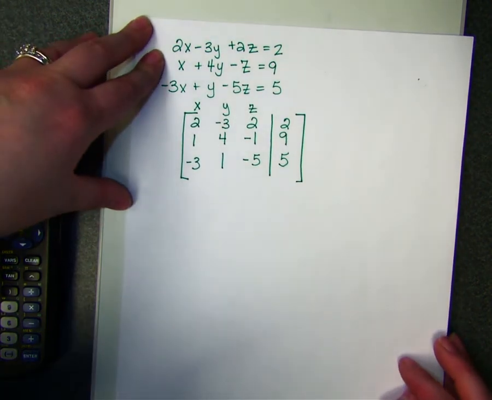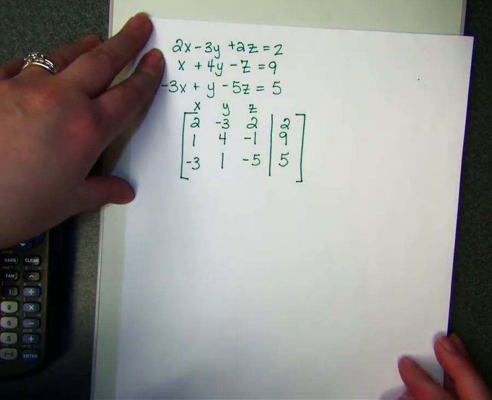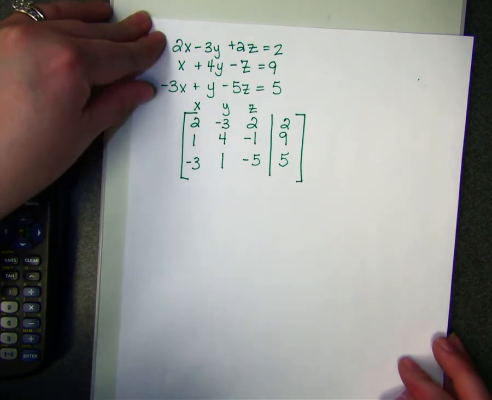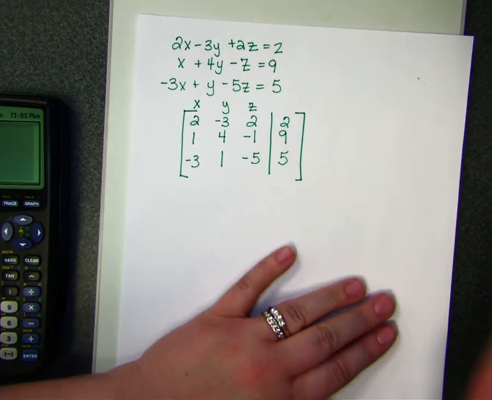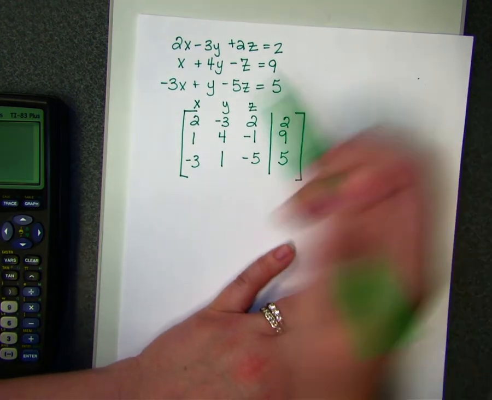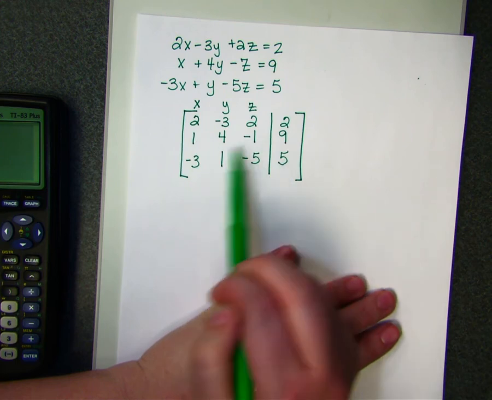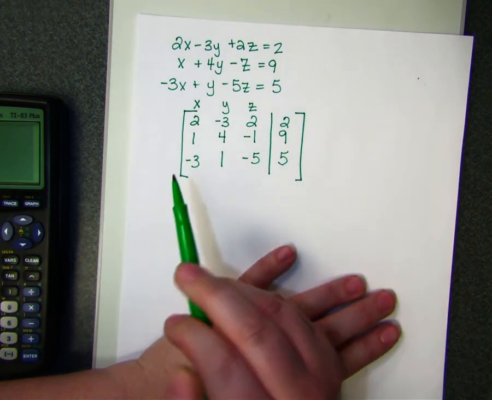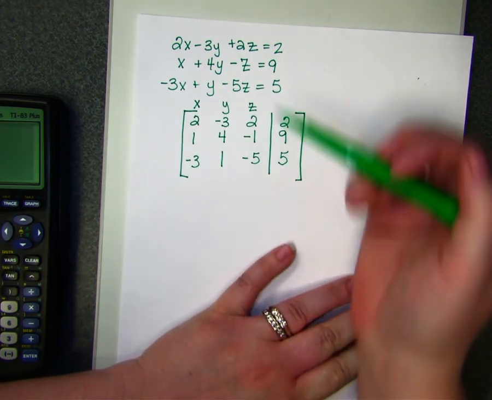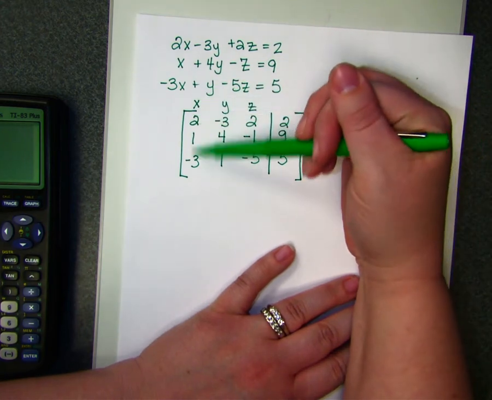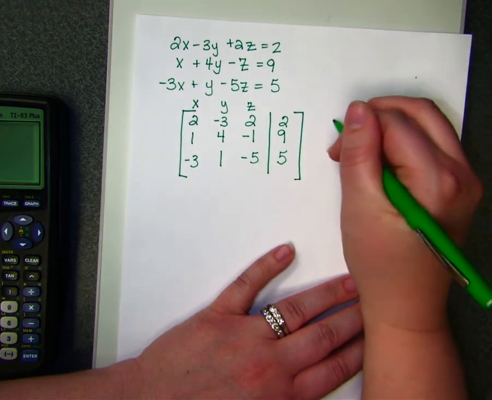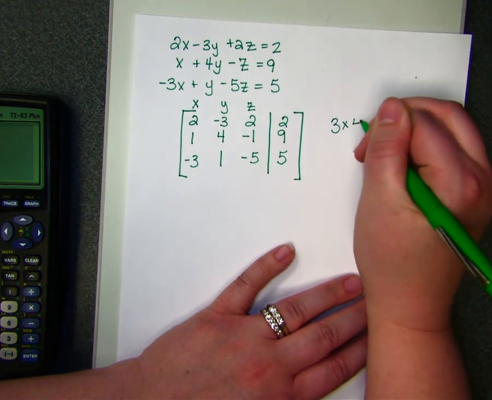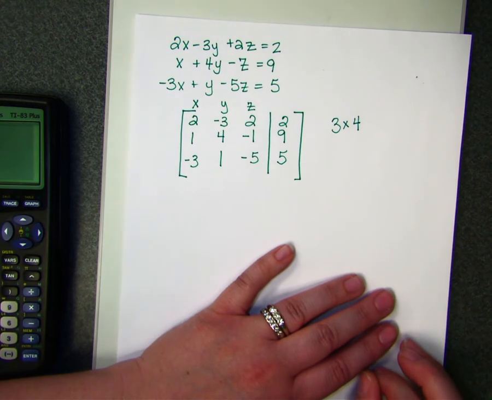So I have set up my matrix for this system of equations with three equations and three variables. Like I said, we had three equations. That means we had three rows. The rows are the horizontal numbers that run across our page. And then we have four columns, a column for x, a column for y, a column for z, and a column for our constants. So this is said to be a 3 by 4 matrix, 3 rows and 4 columns.